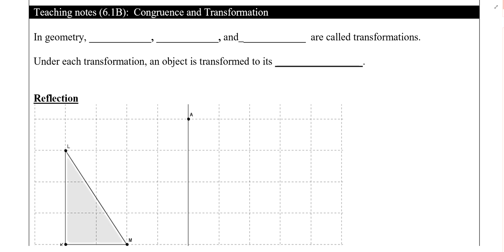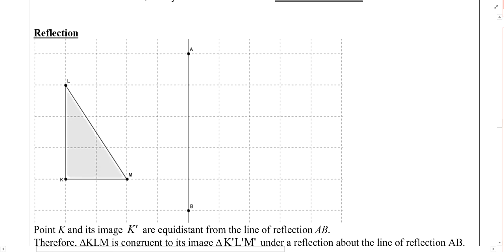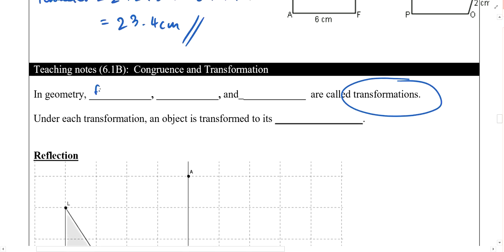Okay, now in geometry, we've got this thing called transformation. Like your transformers, they transform, right? From car to robot to plane, they transform. In our geometry, it is not as cool, but they also transform. The ways that they transform, the first one will be reflection. So let's fill in the blank over here, reflection.